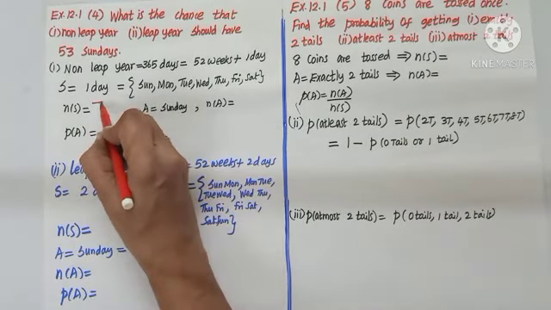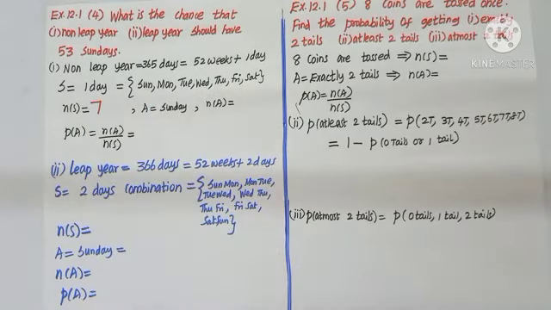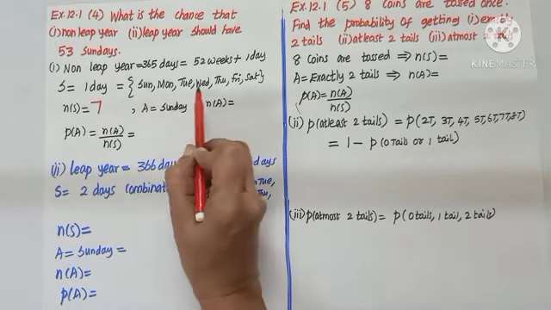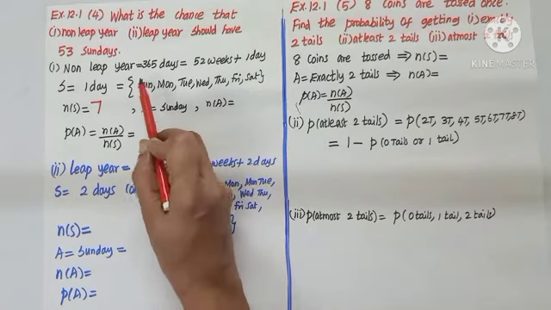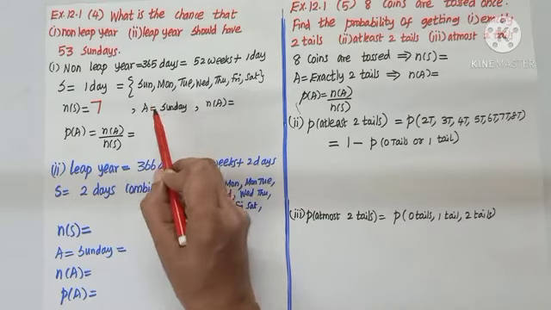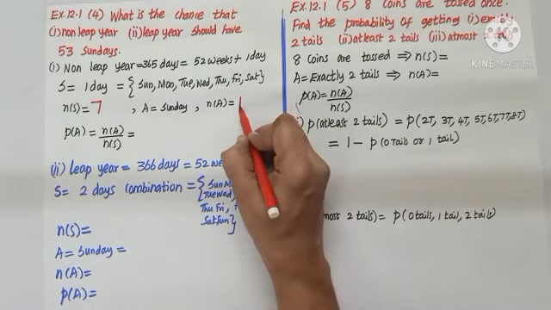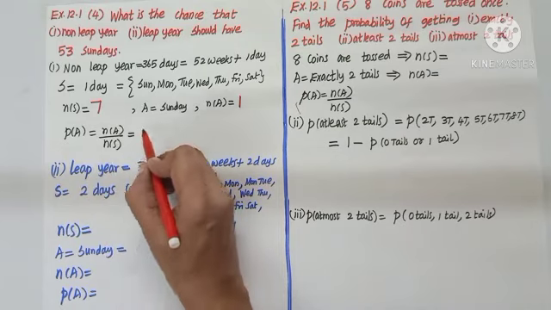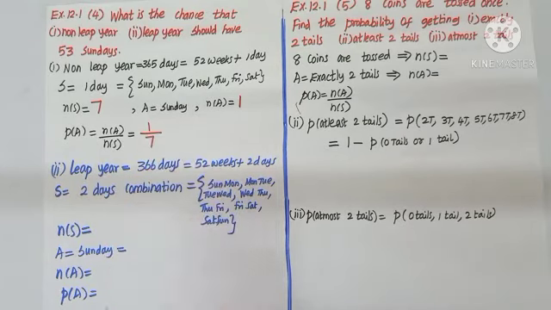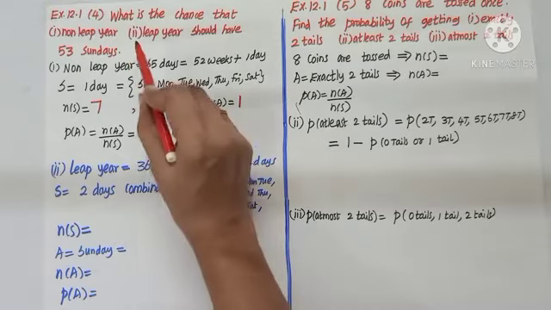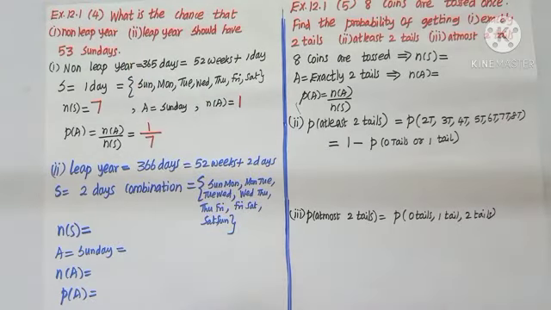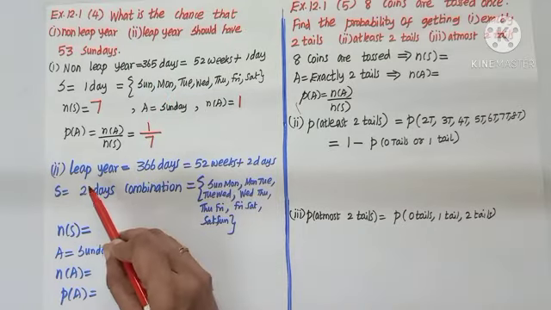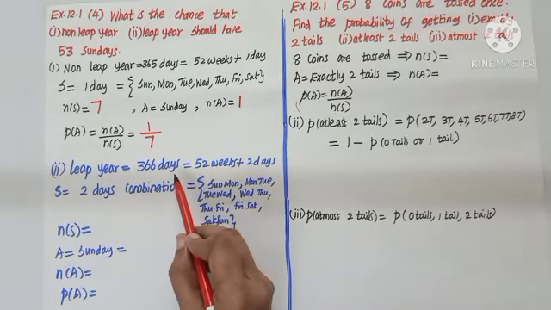So N of S is 7. My question is to have a Sunday. Out of the 7 chances, Sunday has only 1 option. So N of A is 1. So P of A, we call N of A by N of S, that is 1 by 7. The second subdivision is leap year. A non-leap year has 365 days, whereas a leap year has 366 days.